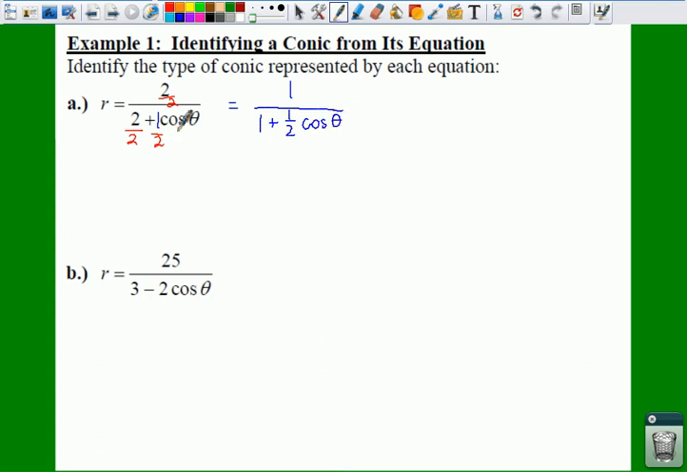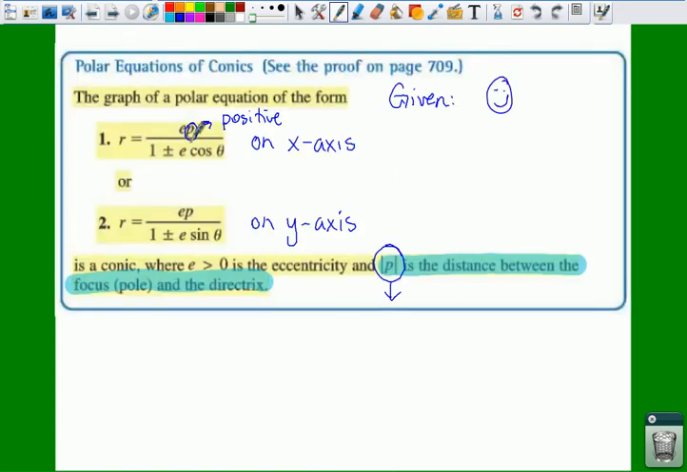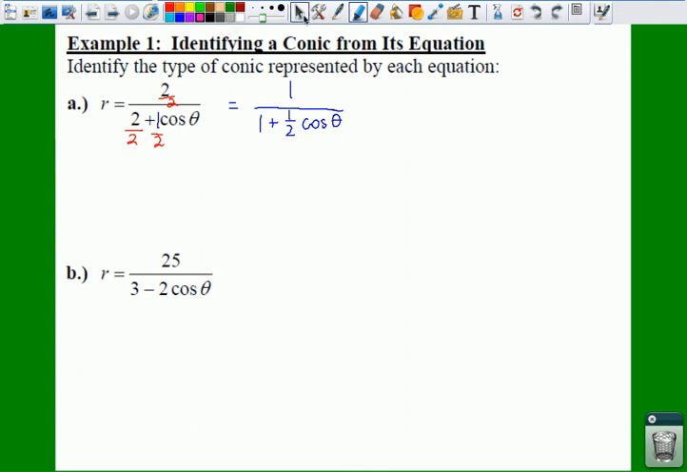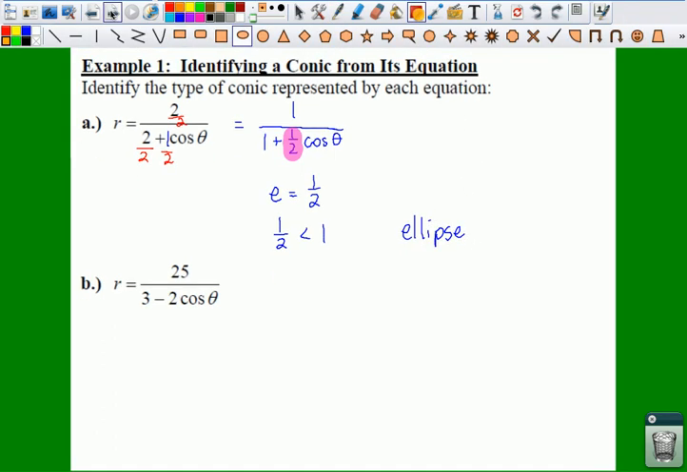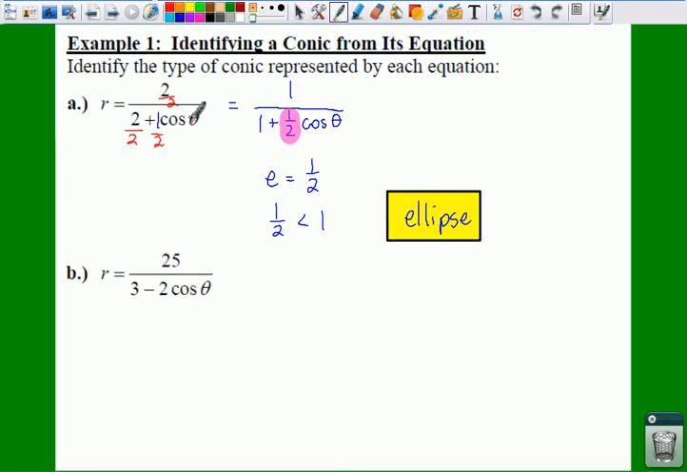So what we need to do is look for our e value. Our e is in front of your cosine. So if you look at the value in front of your cosine theta, that will tell you what your equation is. If we look at our number right here, 1/2, e is equal to 1/2. Well, we also know that 1/2 is less than 1. So if our e is less than 1, that means we're going to end up getting an ellipse as your shape. So when you want to say what your answer is, you have to look for your e value, and you have to state your shape. All right, so that's for example 1a.